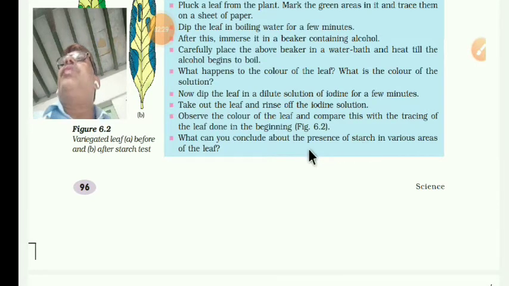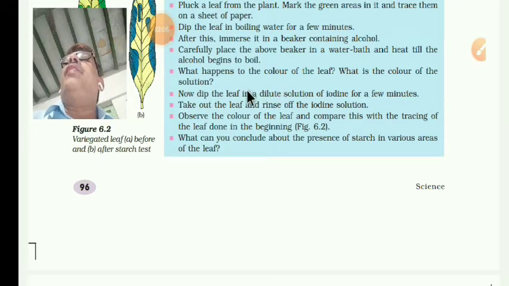So dear students, what will happen? Now we will go for the question-wise answers. What happens to the color of the leaf? What is the color of the solution? The leaf becomes colorless because on boiling, the leaf loses the green pigment. The water becomes green in color due to the presence of chlorophyll that was present in the leaf.